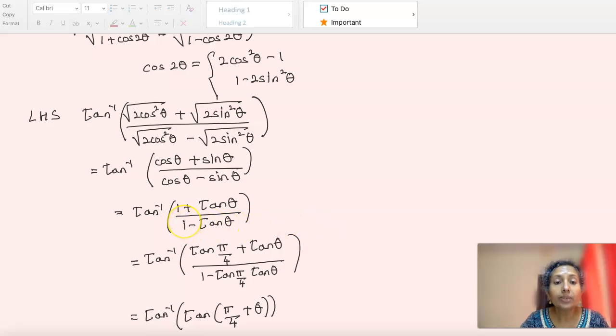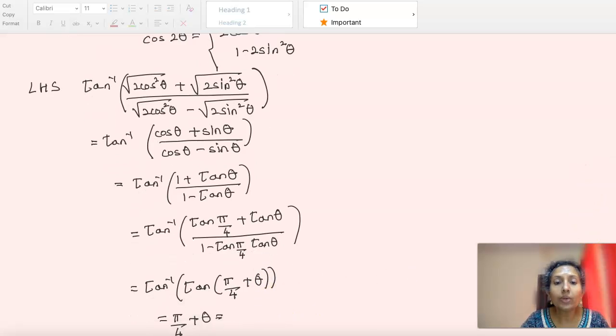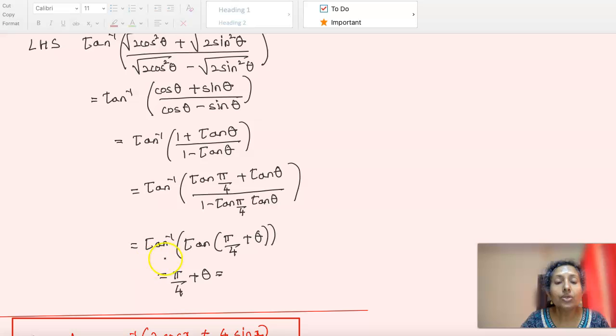Now 1 is tan pi by 4. 1 kya hota hai? Tan pi by 4. So yeah, substitute here, you get tan inverse of tan pi by 4 plus tan theta by 1 minus tan pi by 4 tan theta. This is nothing but the expansion of tan A plus B. Tan A plus B is tan A plus tan B by 1 minus tan A tan B. So you get tan inverse of tan pi by 4 plus theta, which is pi by 4 plus theta.